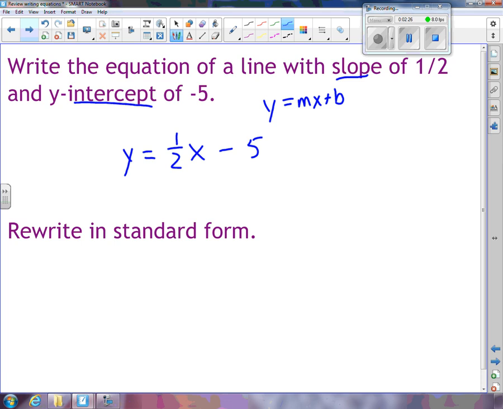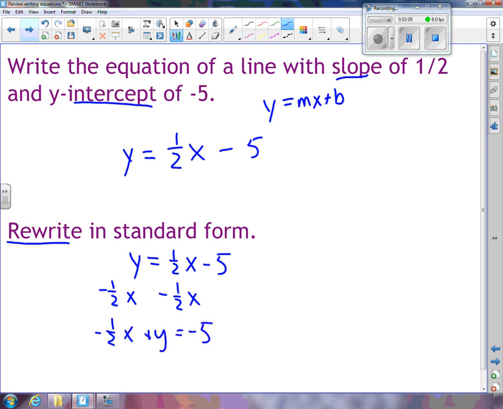So now, the next portion of this question asks you to rewrite this in standard form. Now, if you remember, standard form has the x and the y on the same side, and all the coefficients, or the numbers in front of the variables, must be positive. So let's start with what we have here. If I want to get the x and the y on the same side, then I have to bring the x to the left. So in order to do that, I'm going to subtract 1/2 x from both sides. So I get -1/2 x plus y equals -5.